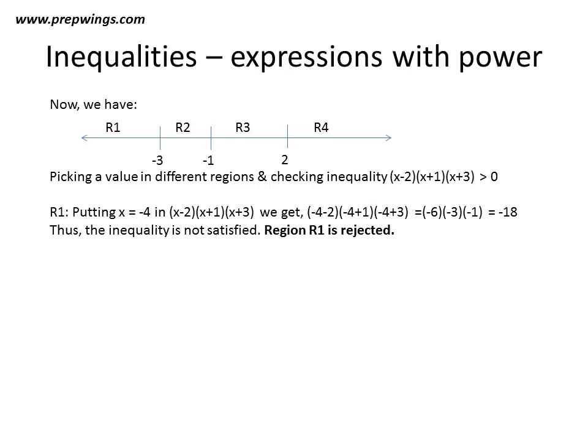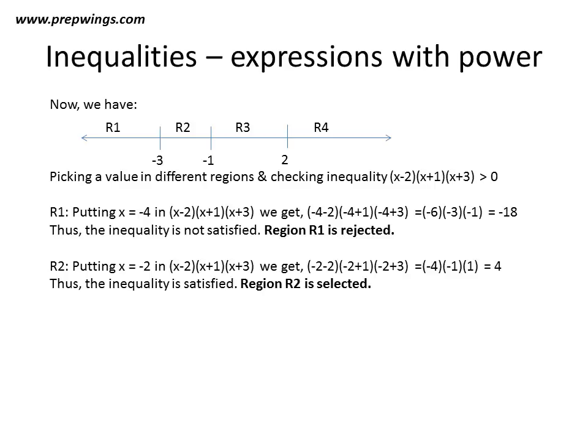Our inequality is (x - 2)(x + 1)(x + 3) is greater than 0. This is the inequality. So we'll put x equal to -4 over here. In the expression (x - 2)(x + 1)(x + 3), what we get is -18. -18 is not greater than 0, because it is a negative number. So that means this value is not satisfying the inequality. So region R1 is rejected.